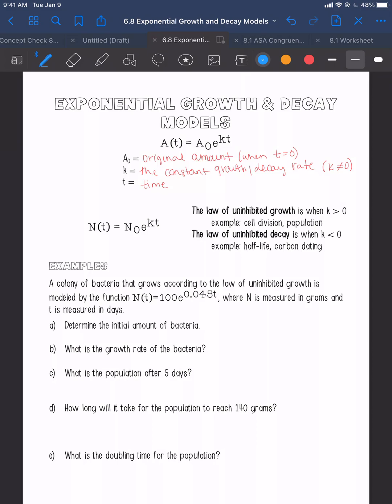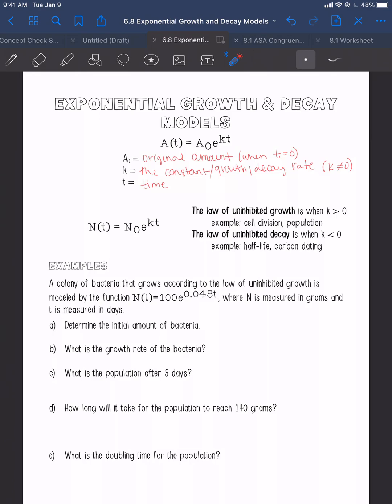In this lesson, we're going to talk about exponential growth and decay models. So first here we just have the model equation that we use, and that would be A of t equals A sub naught times e raised to the kt. Your A sub naught would be the original amount, so that occurs when t equals 0. k is a constant, and it's the growth or decay rate, and it cannot equal 0, and then t represents time.